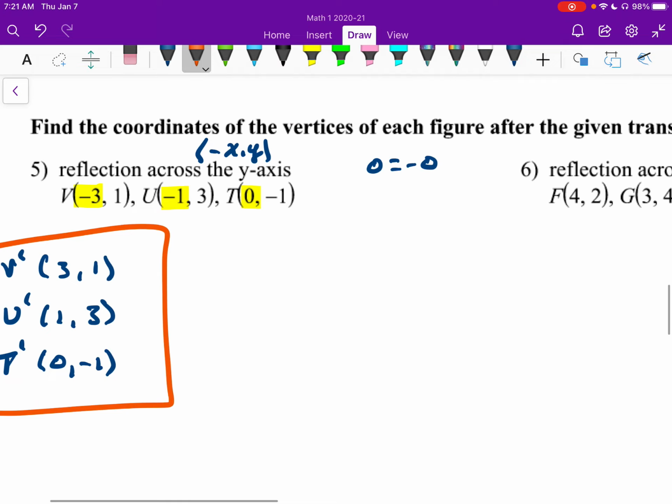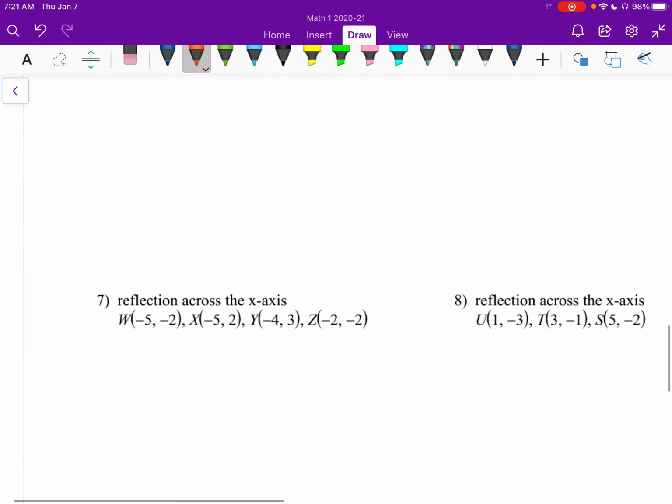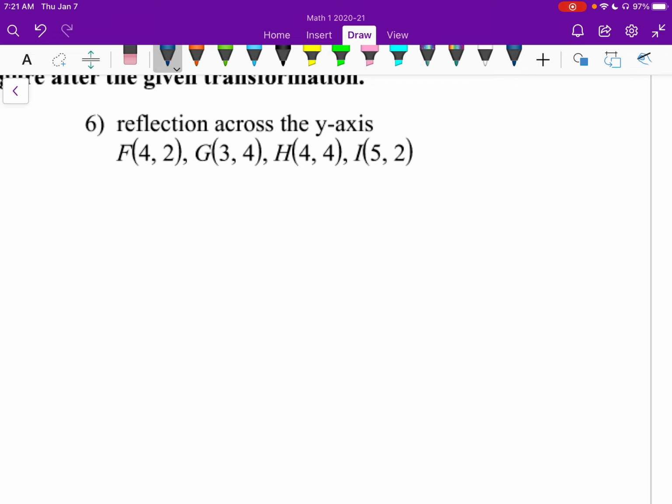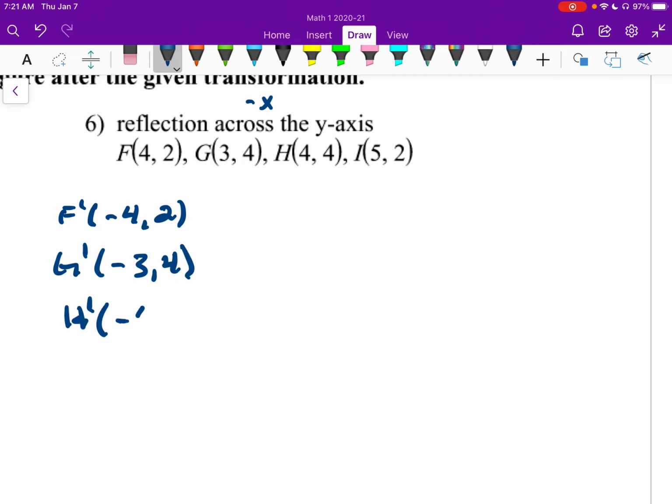All right, another y-axis. Oh my goodness, are these all the same? Okay, there is some variation. And again, y-axis, we're going to take a negative x. So F prime will be negative 4, 2. G prime will be negative 3, 4. H prime will be negative 4, 4. And I prime will be negative 5, 2. All right. Hopefully these are very easy, very quick to write down.